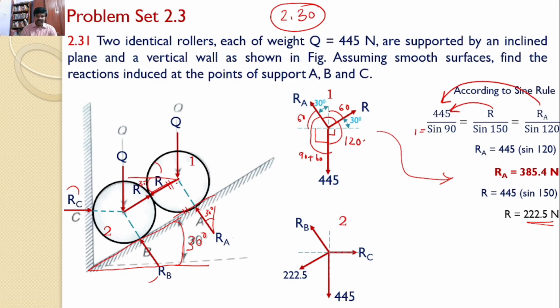Now you know very well this R is equal to 222.5, which is parallel to the surface, which makes an angle of 30 degrees with the horizontal. So this angle is 30 degrees. And this RB also makes an angle of 30 degrees with the vertical, because RB is perpendicular to this inclined surface and this inclined surface makes an angle of 30 degrees with the horizontal, hence this RB makes an angle of 30 degrees with the vertical.